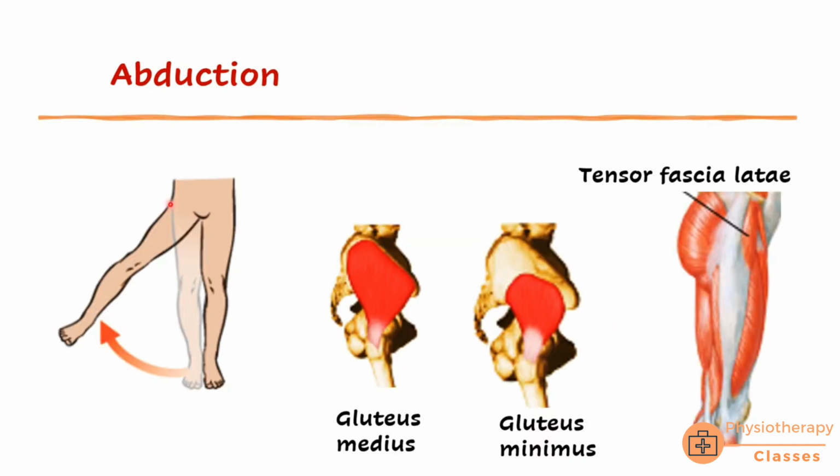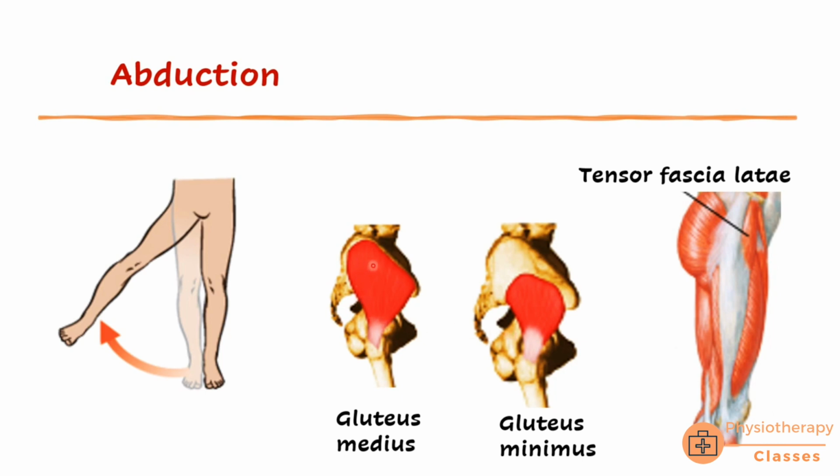Abduction of the hip joint. In this movement, you can see here the lower limb is taken away from the median plane. The muscles responsible for this are the gluteus medius, minimus and the tensor fascia lata. You can now appreciate here these muscles are present on the lateral aspect of the hip joint.